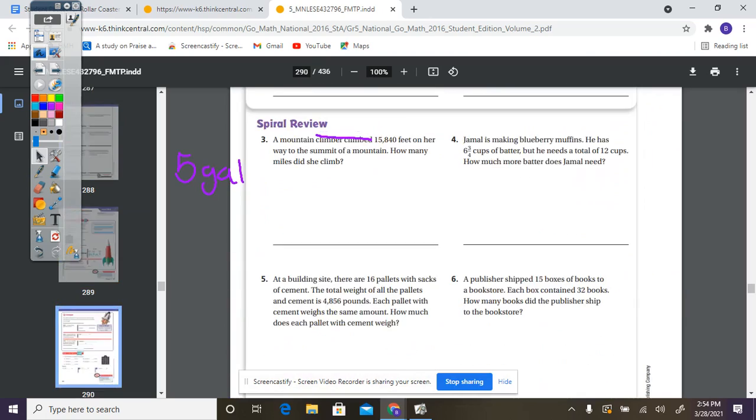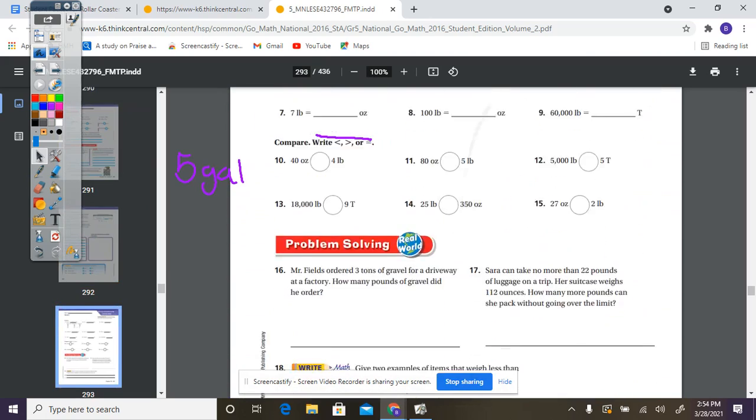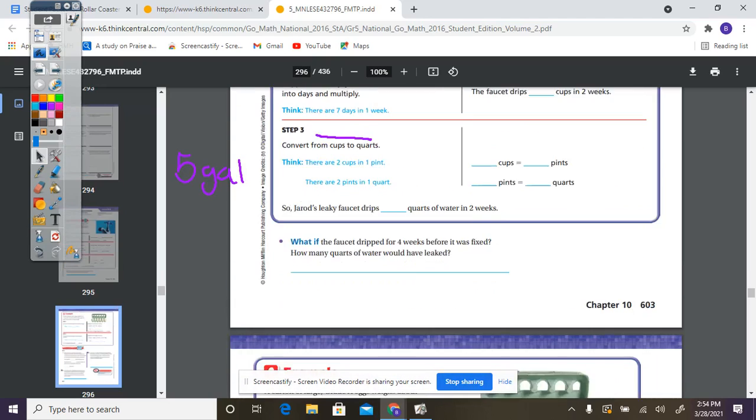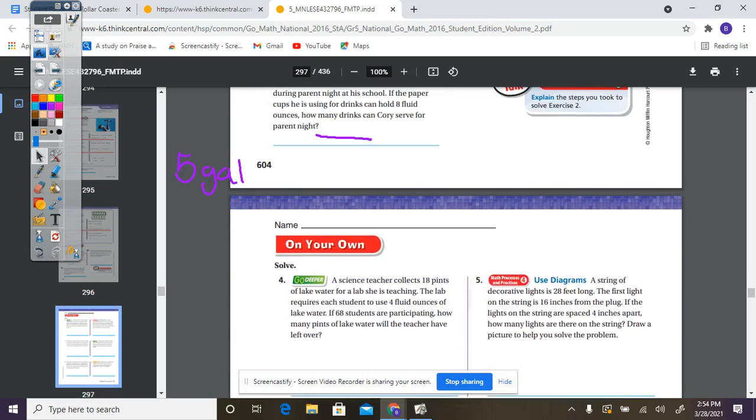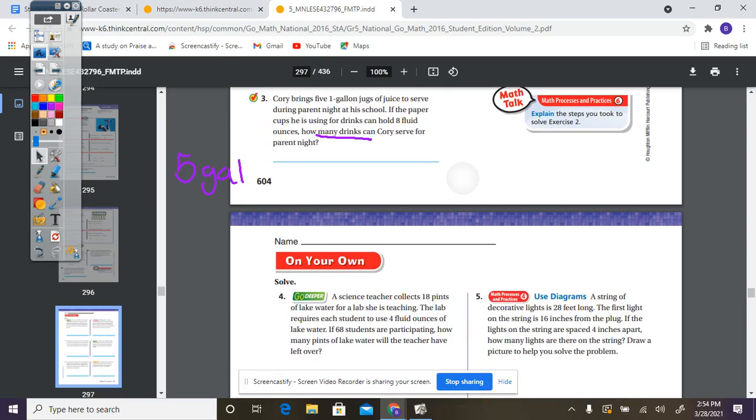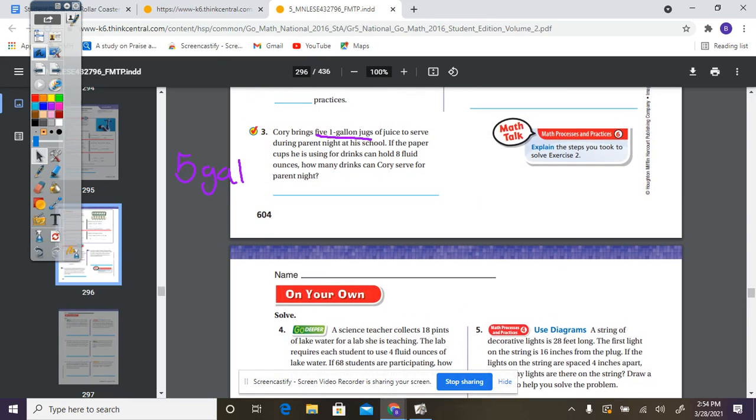So I need to scroll way back down to where we were at. That's where we were at. So I need to take this 5 gallons and change it into cups. So that means I need to do 16 times 5, which is 80. So that's how many cups are there. But then I need to figure out how many fluid.